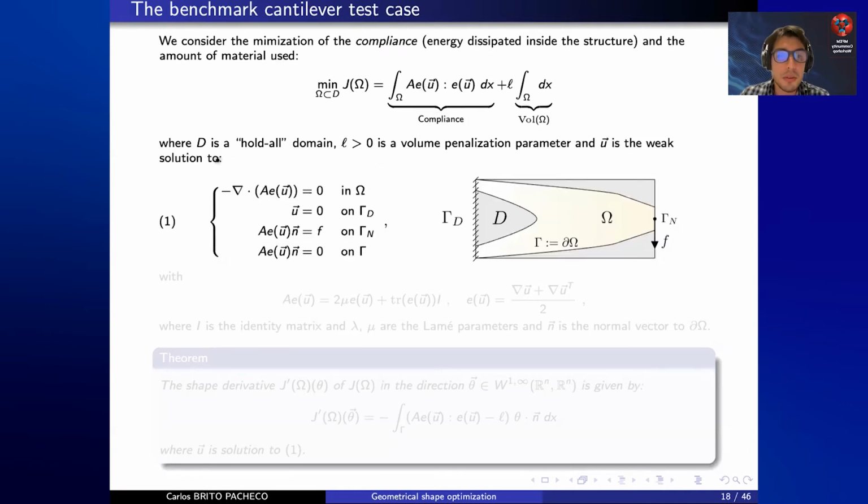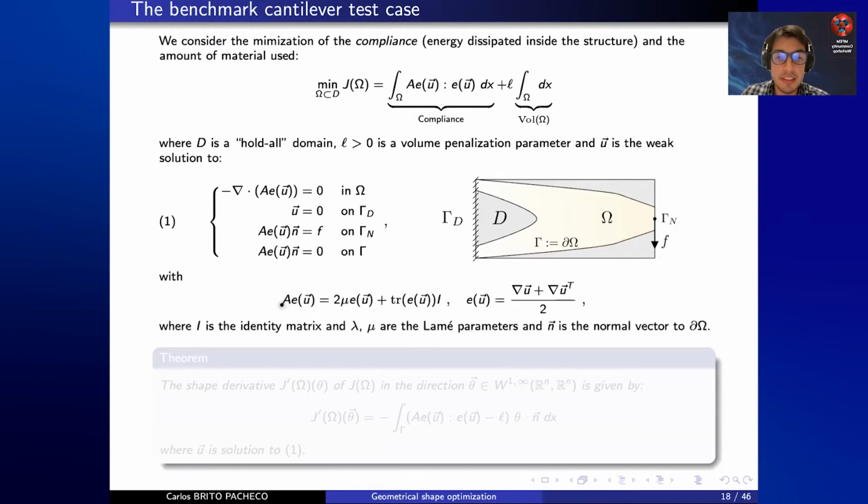And we consider u the solution to this partial differential equation, which is, of course, just the linear elasticity partial differential equation. We can see here the hold-all domain D, the shape omega, which is yet to be determined. We have a nice Dirichlet condition here to specify that the shape will be fixed at this wall, for example, and we have some pull-down force on gamma N. So here we can recognize the stress tensor and the strain tensor. We have lambda and mu, the Lamé parameters, and n is just the normal vector to the boundary.